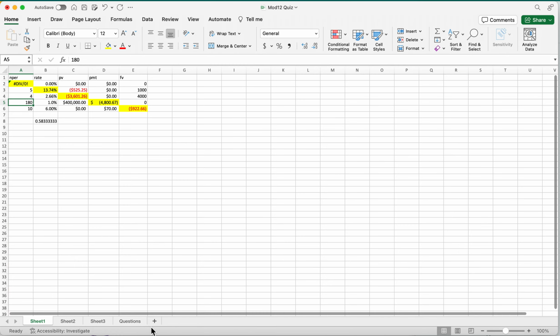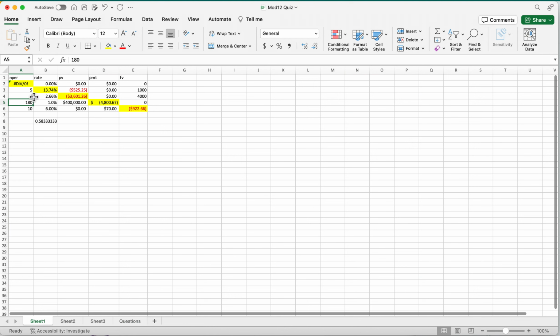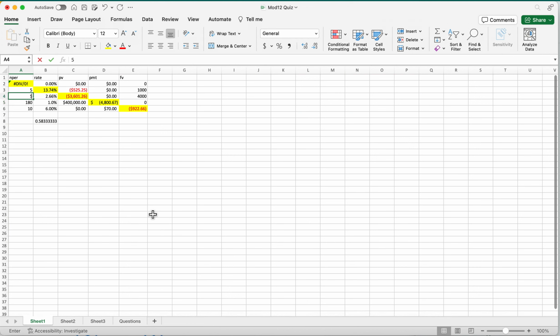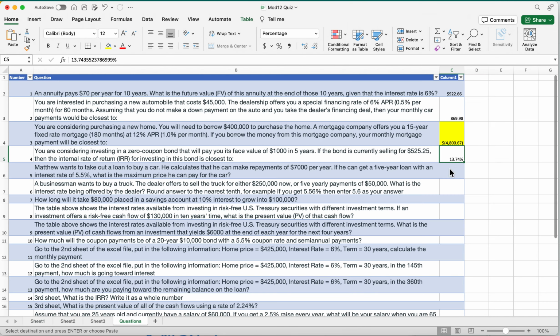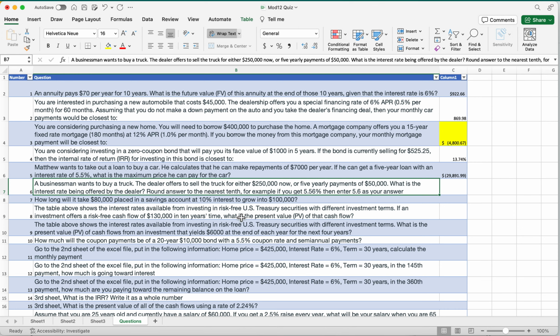So it's a 5-year loan at 5.5%. So we'll go to the number of payments. We'll do 5. We'll do 5.5%. The payments are $7,000 per year, and the future value at the end is 0. So this is the most that he will pay for the car. So the most he'll pay for the car is $29,891.99.